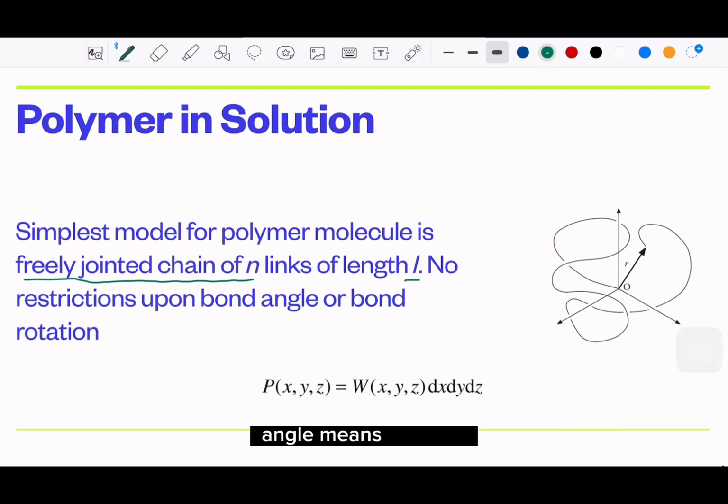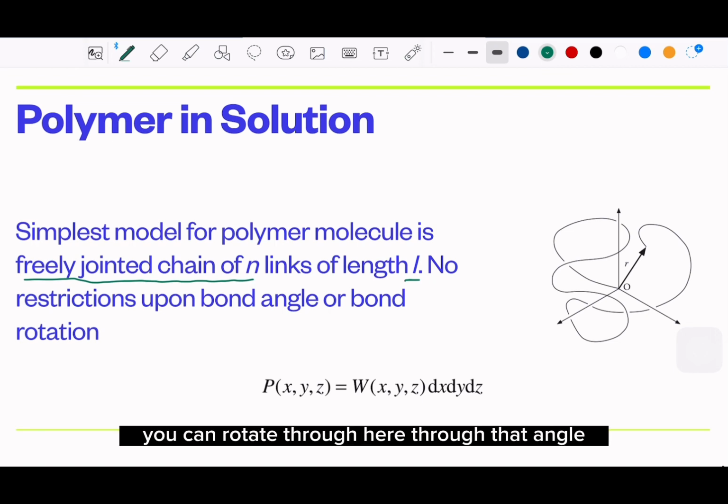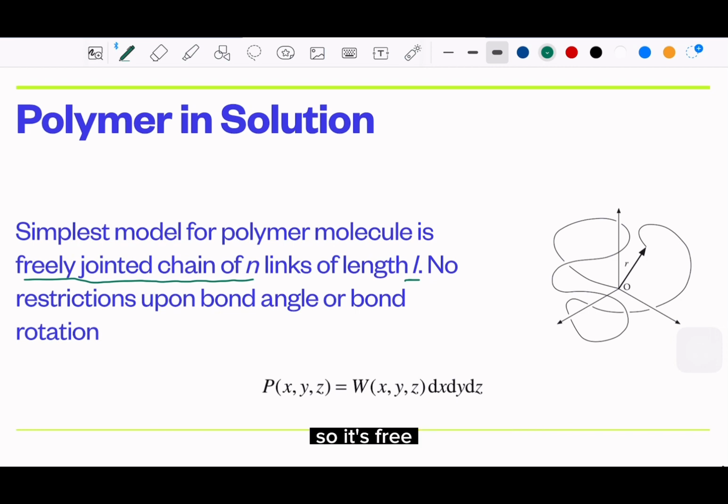Angle means, because remember, if you learned stereochemistry or plasticity in polymers, the polymers can be cis, trans, right? Perhaps the best way to visualize it is that the polymers tend to have, for example, this part here, it can rotate, right? You can have some rotations, some modes, it can rotate through here, through that angle. So this does not have any restriction. So it's free.